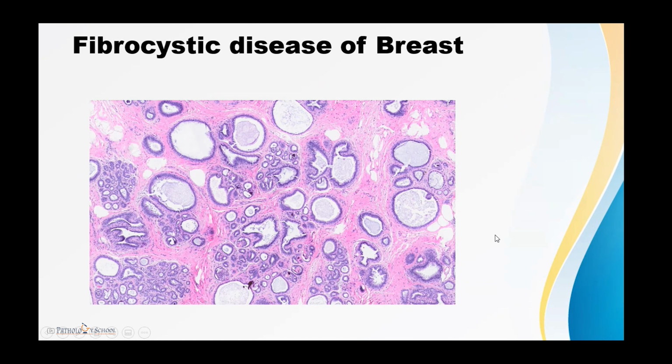The fibrocystic disease of the breast consists of three components: there is an increase in the stromal component, there is increased adenosis, and some glands dilate enough to form cyst-like structures, giving the cystic appearance.